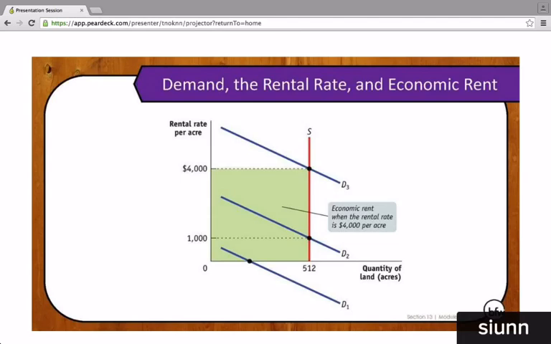So economic rent can be earned sometimes when you are receiving more money for the price of the land or capital you are providing than what you would be willing to provide it for. You might be willing to provide it for less, but if the price goes up, then you can actually earn economic rent.